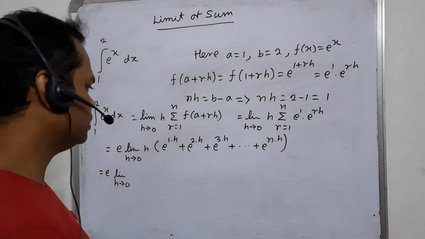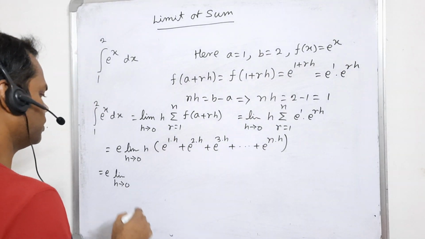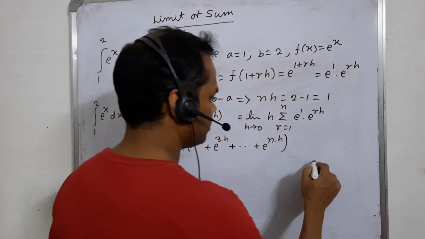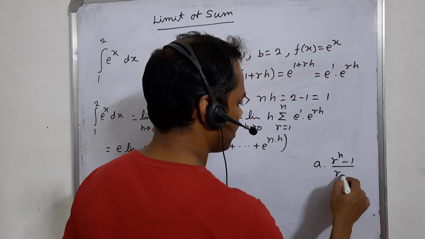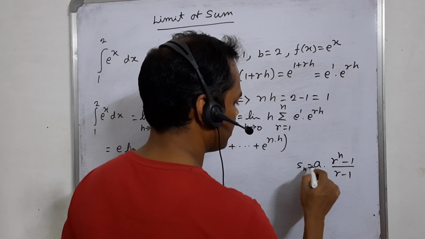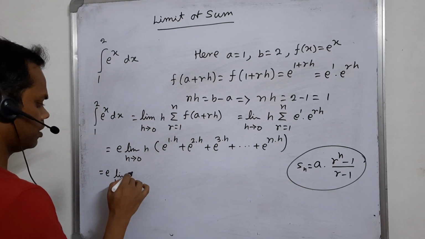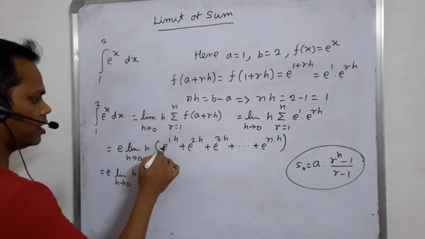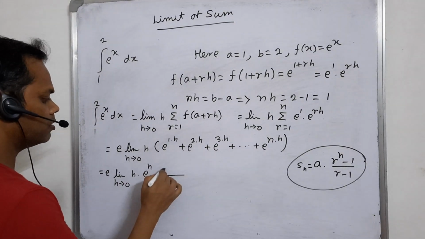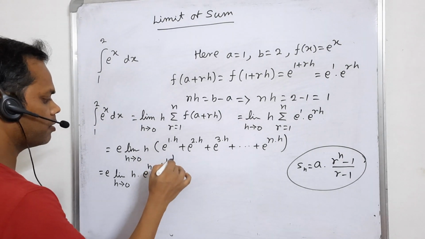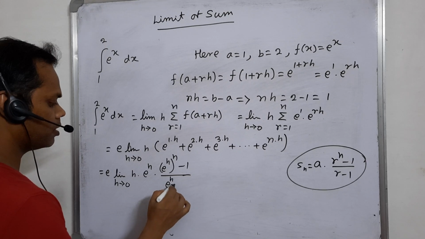This is a GP series whose first term is e to the power h and common ratio is e to the power h. So by the GP formula, the sum of n terms of a GP is a into (r to the power n minus 1) by (r minus 1). Using this formula, h into, here a is e to the power h, r is e to the power h, so (e to the power h) whole to the power n minus 1, by r minus 1, so e to the power h minus 1.